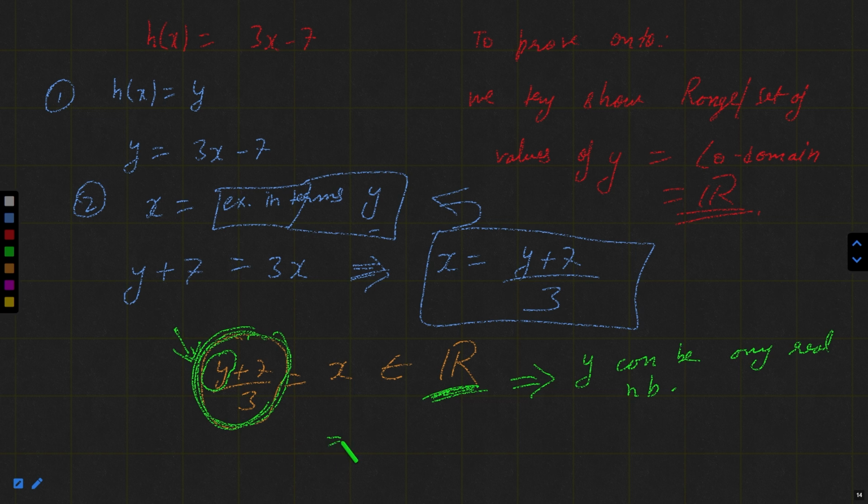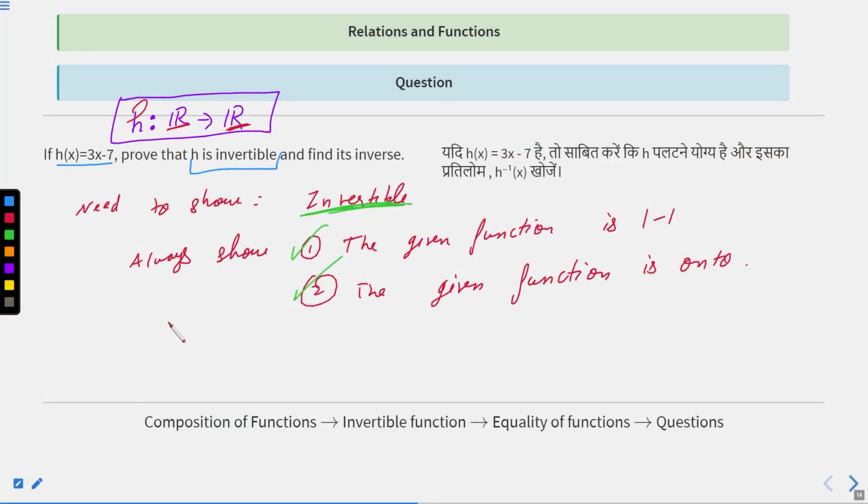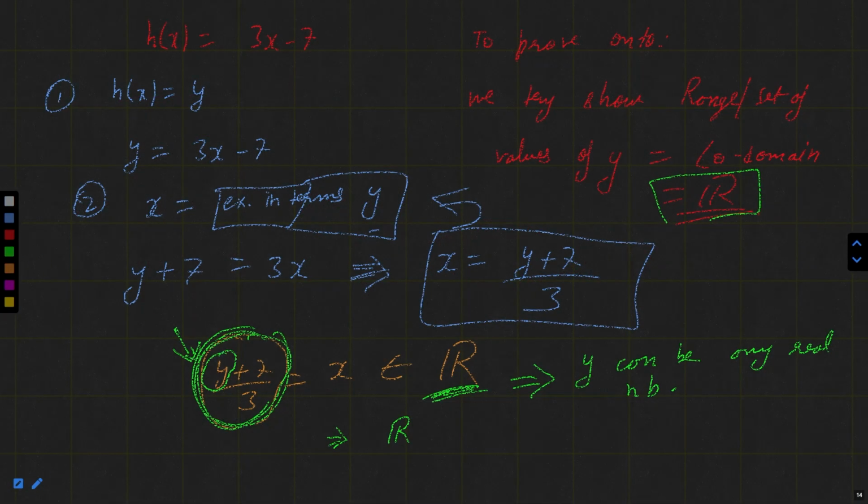So this means the set of all y values is equal to R, and this is the codomain. So the range set is equal to the codomain set. This means that my function is onto. So it is onto, hence we showed that it is invertible. Now let's find the inverse. How are we going to find the inverse? The inverse is nothing but this function.